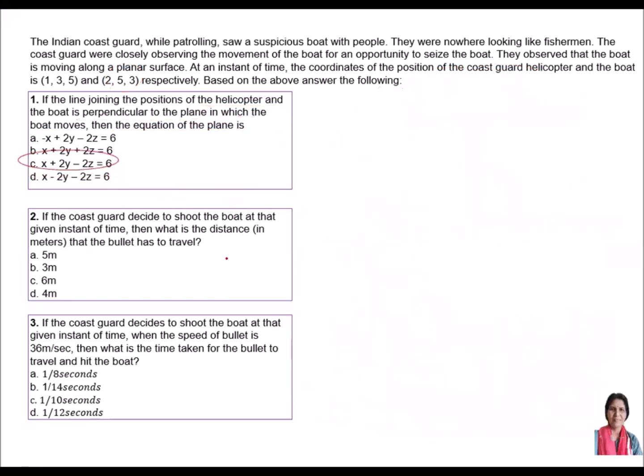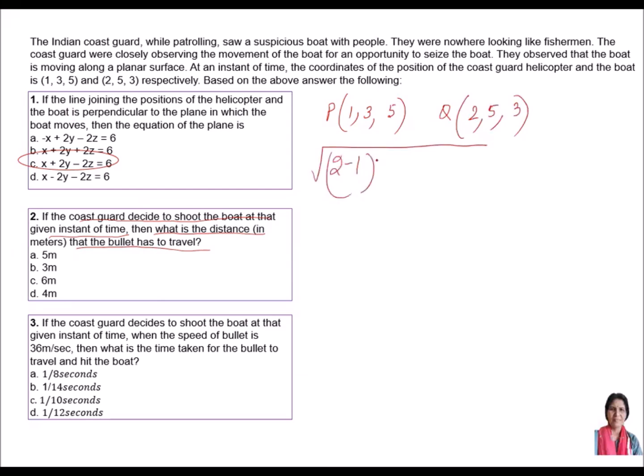Now coming to the second part. If the Coast Guard decides to shoot the boat at the given instant of time, then what is the distance the bullet has to travel? That means you have to find the distance between P, 1, 3, 5, and Q, the boat, 2, 5, 3. So you know the distance formula. So this will be 2 minus 1 whole square plus 5 minus 3 whole square plus 3 minus 5 whole square.